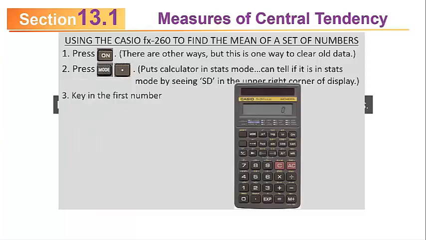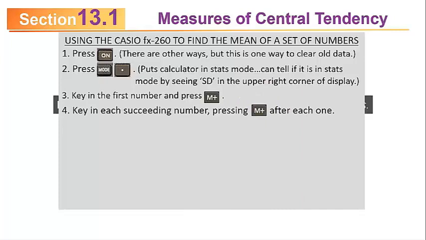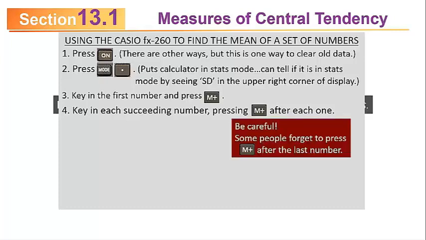Assuming you see that, now you key in the first number in the list. Then you press M+. M+ is like the enter key for the data that goes into stats mode. Then you just key in each number until you get them all in, one after the other. You have to press M+ after each one. Be careful though, some people forget to press M+ after the last number. If you don't press M+ after a number, it is not entered into stats mode.